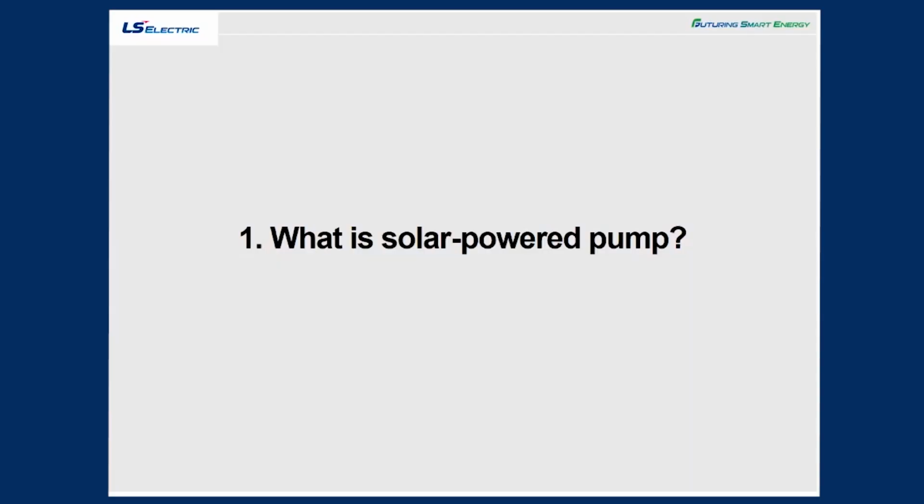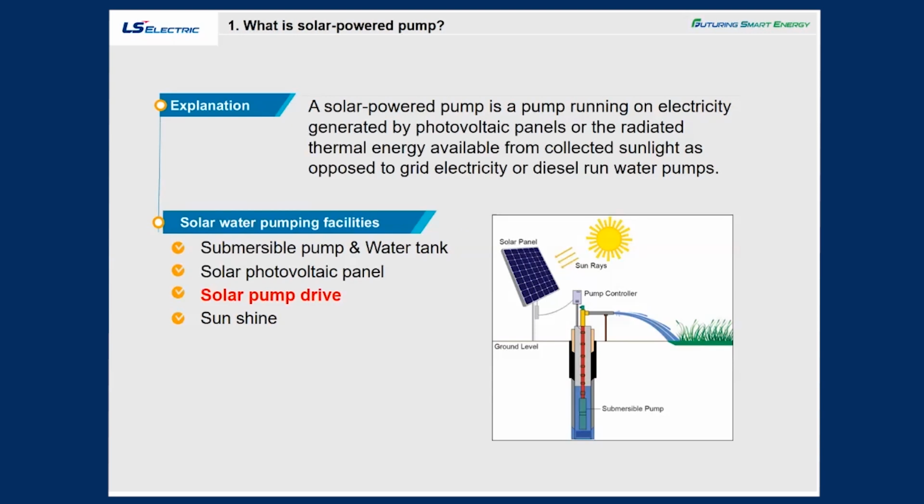What is solar power in the pump? The solar pump is a pump that operates with electrical energy generated by a solar module. A solar pump application basically consists of a solar photovoltaic panel, a solar pump drive, and a submersible pump.